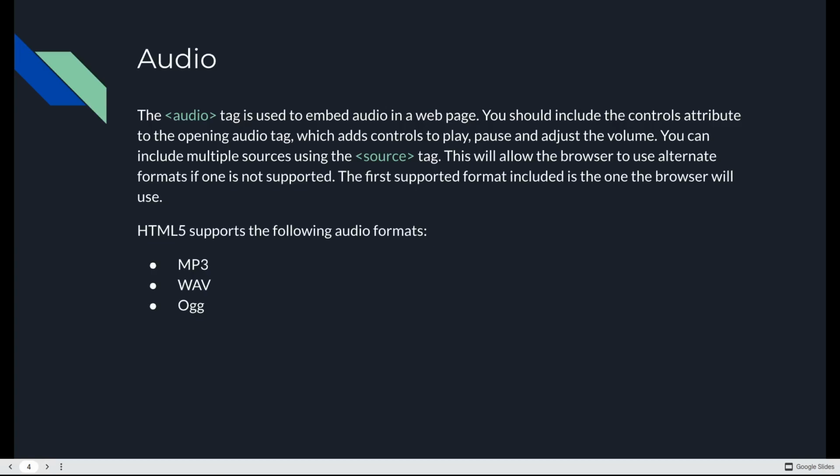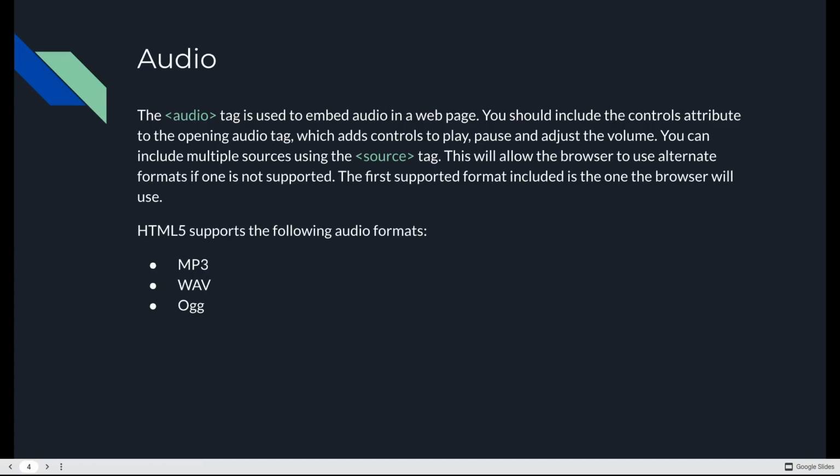So we're going to look at the audio tag first. The audio tag is used to embed audio in a web page. It works like an image, where it's not actually embedded, it's kind of linked to it, but there's code there, and you know what I mean when I say embed.